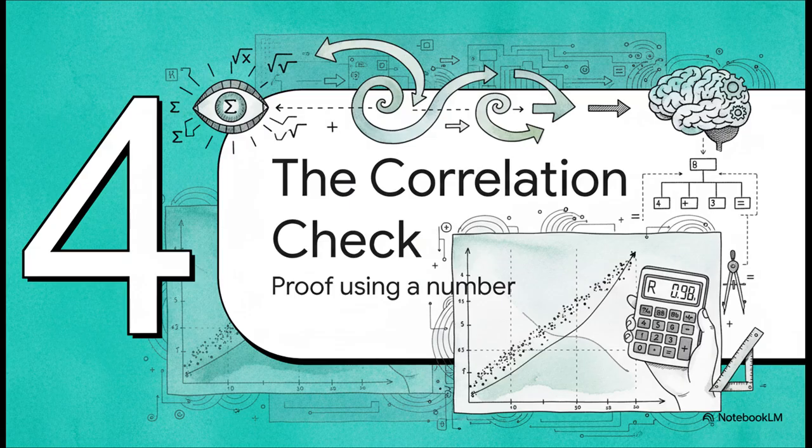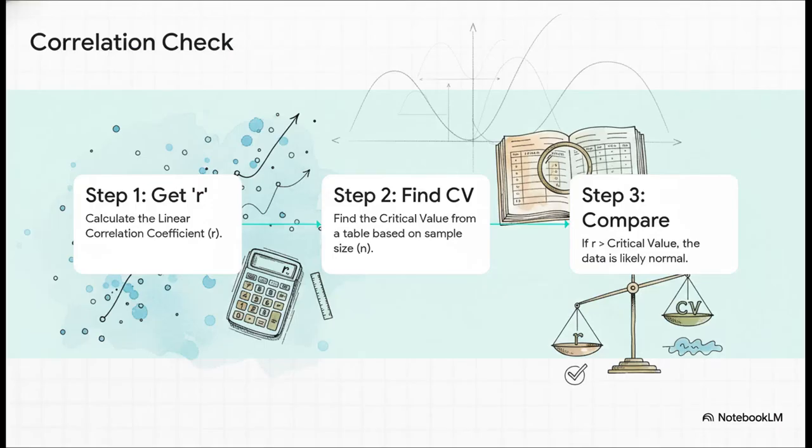But let's be honest. Our eyes can sometimes play tricks on us, right? So for a more rock-solid, definitive answer, we need to go beyond just eyeballing it. We need a simple mathematical confirmation, and that's where the correlation check comes in. And the process for this is wonderfully straightforward. It's just 3 steps.